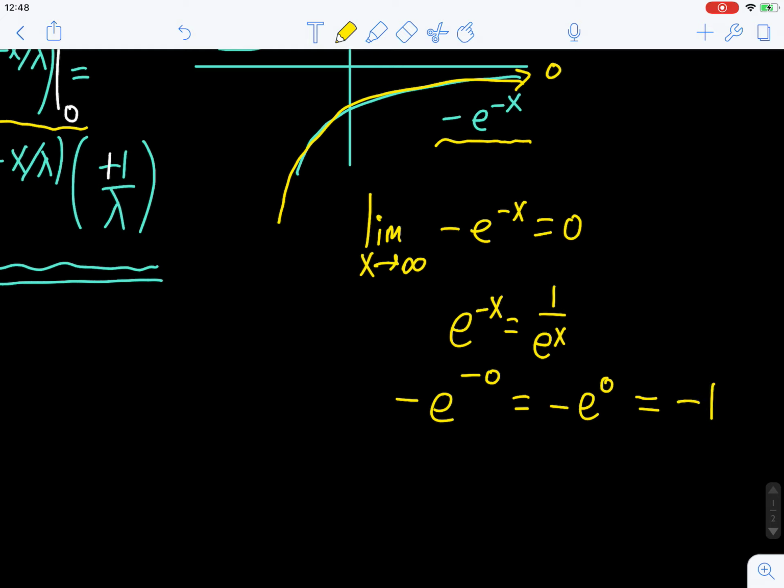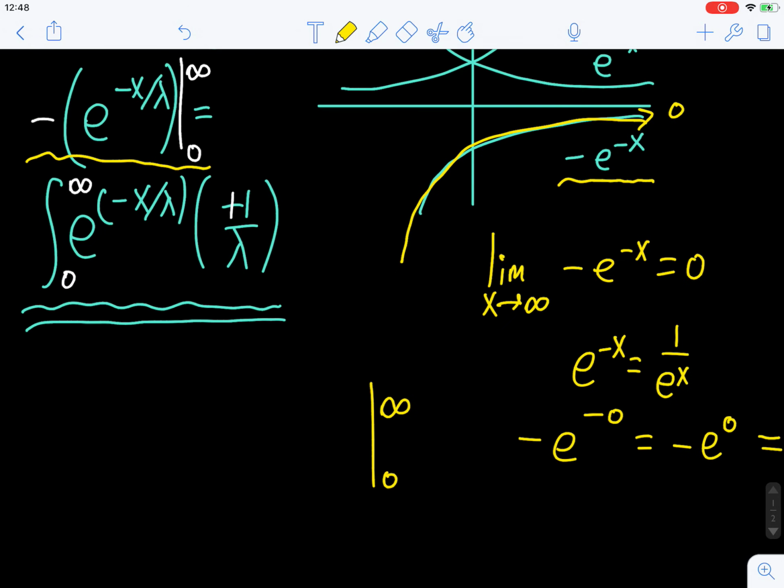And so because we're going from, remember our limits were infinity on top and then 0 on the bottom, then we have to do the function negative e to the negative x over lambda. Plug in infinity, we got 0. Plug in 0, we got negative 1. And so we have 0 minus negative 1. And so we get 1. And so this shows that we have a PDF.